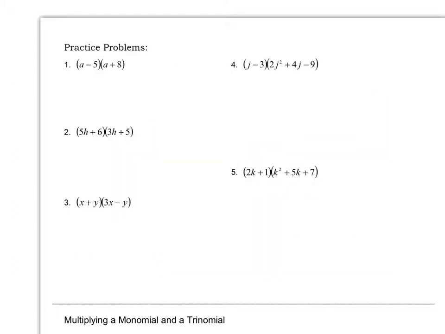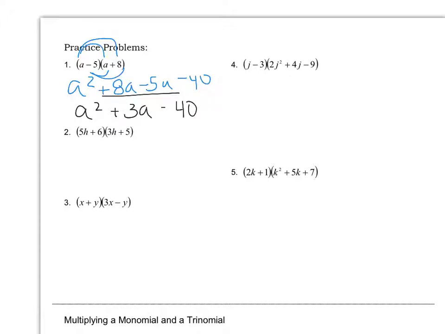Okay, now I'm going to do some practicing with this. Now this one you can foil. You can foil because it's a binomial times a binomial. So first times first is a squared. Outside is positive 8a. Inside is negative 5a. And last is negative 40. So combining, you got a squared plus 3a minus 40.